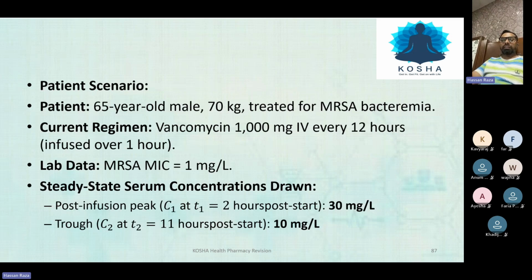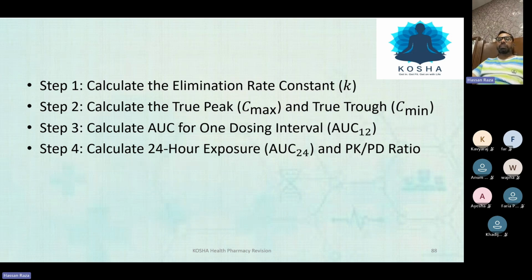Although I have told you that we have taken C1 and C2, instead we will determine Cmax and Cmin, and then we will determine the area under the curve. There is a formula for that, and then we will calculate the 24-hour exposure, which is AUC 24. You do not have to worry about all these things because there is a calculator available. We just have to put in the dose. Usually, the pharmacists working in my institute do not calculate all this manually because it is a lengthy calculation. We have a calculator available.